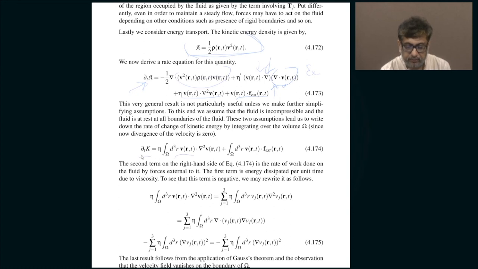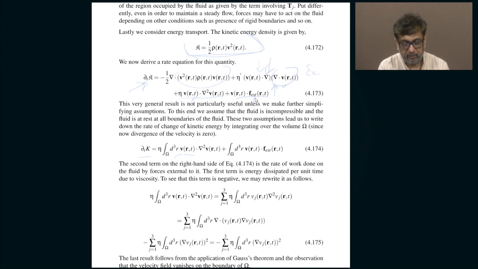So, you see the rate of change of kinetic energy is now only determined by this term and this term. Okay. So, now we can interpret. This omega is pretty much over the entire fluid, where the velocities on the boundaries of the fluid are 0. So, the fluid is enclosed inside that boundary.